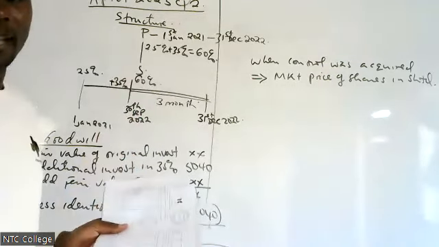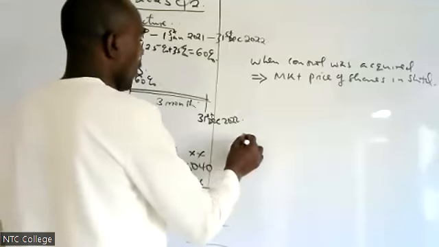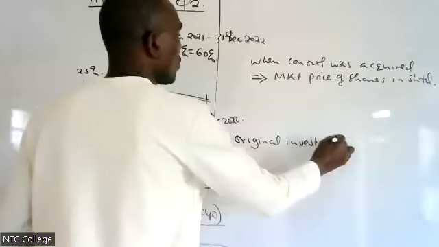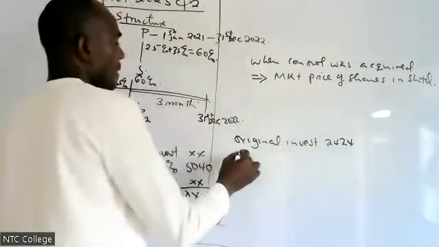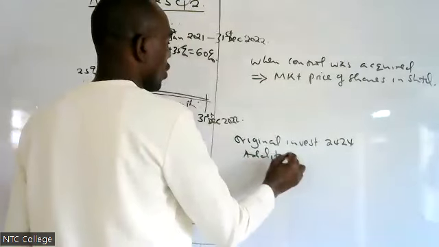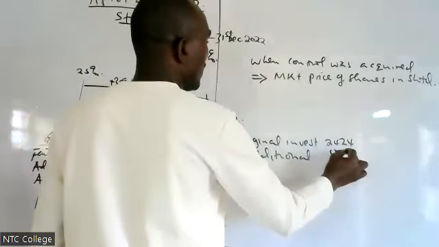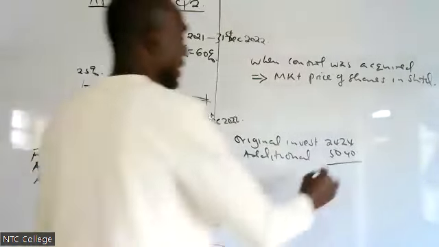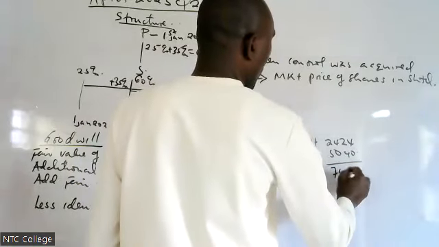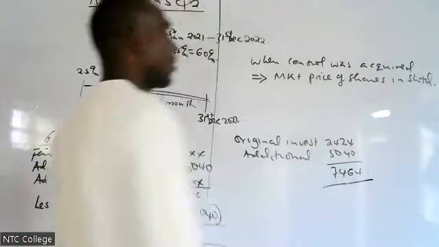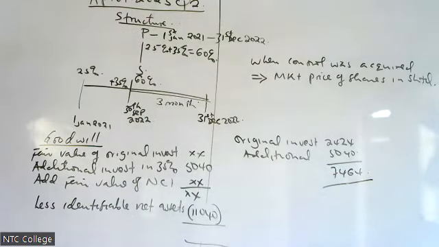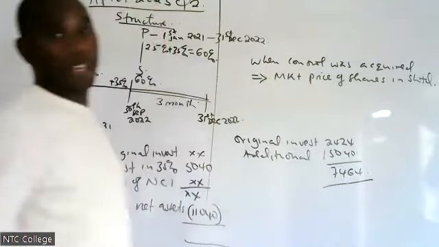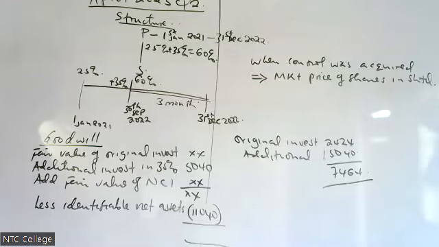And Ruth, you are saying 7464. Remember, original investment was 2424. Then additional investment was 5040. Therefore, that is where we are getting the cost of 7464. That is not the fair value of the original investment, because that is plus the additional investment. Therefore, that one is not the fair value, but it is good.